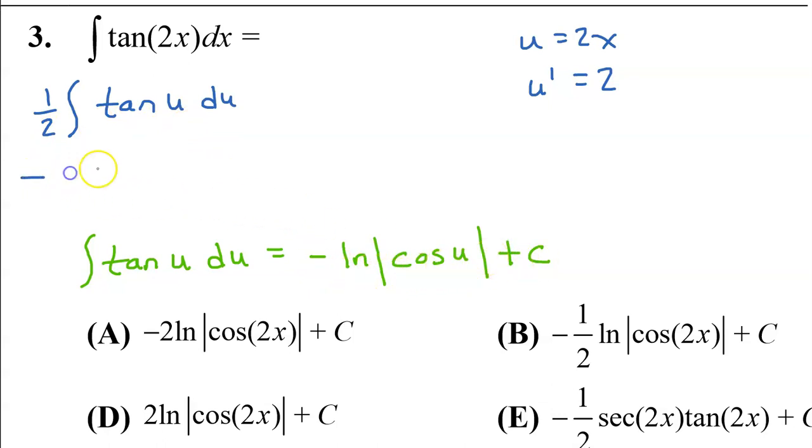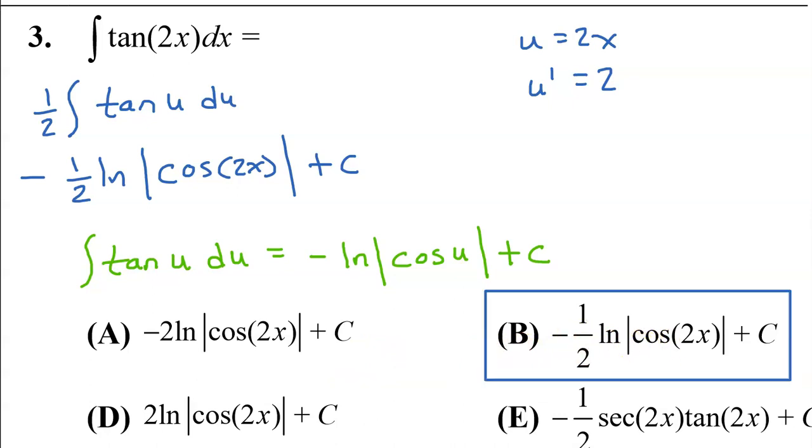So I have negative natural log absolute value of cosine u, which is 2x, plus c. Of course, we do have this 1/2, so I'm going to bring that right down. So this should be the integral. Let's compare that to our answer choices, and ding, ding, ding. The answer is B.